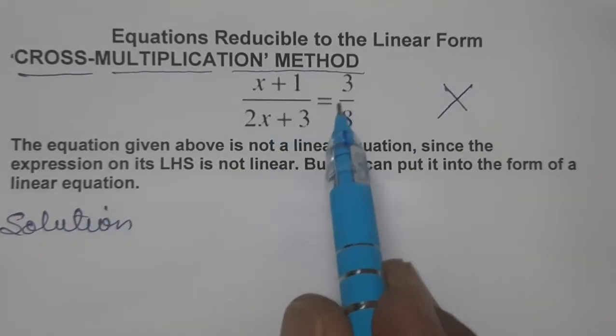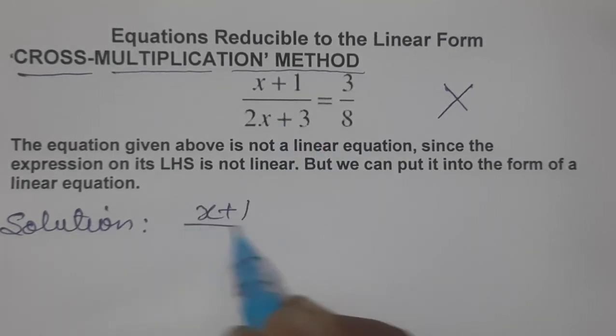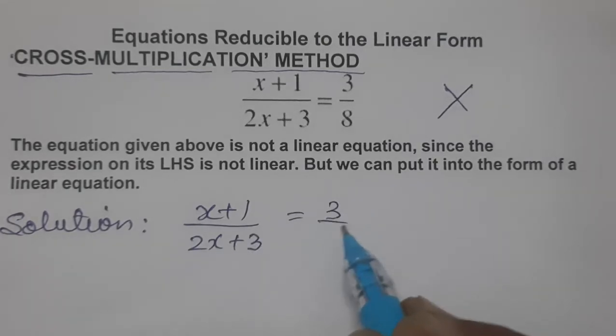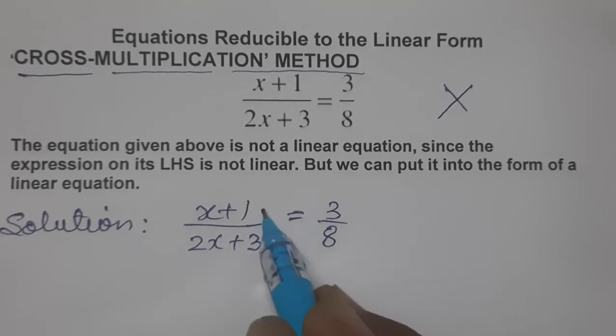Let us copy the question again. (x + 1) by (2x + 3) equals 3 by 8. This is our question. This is not linear form, but we will reduce it. What we'll do, we'll cross multiply.